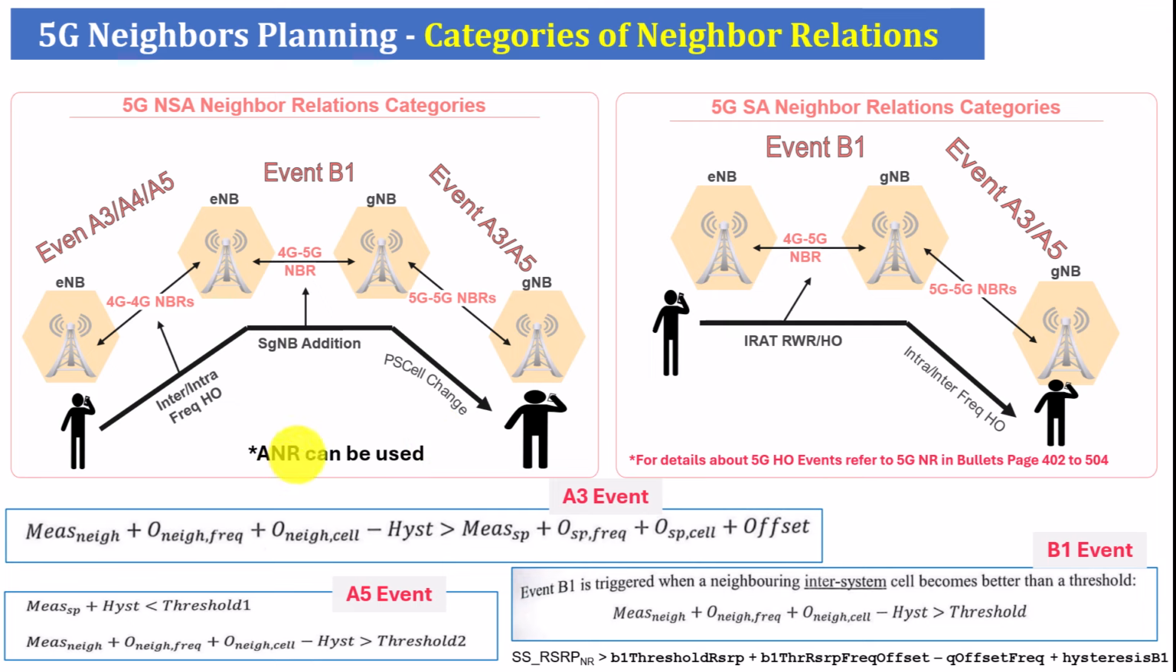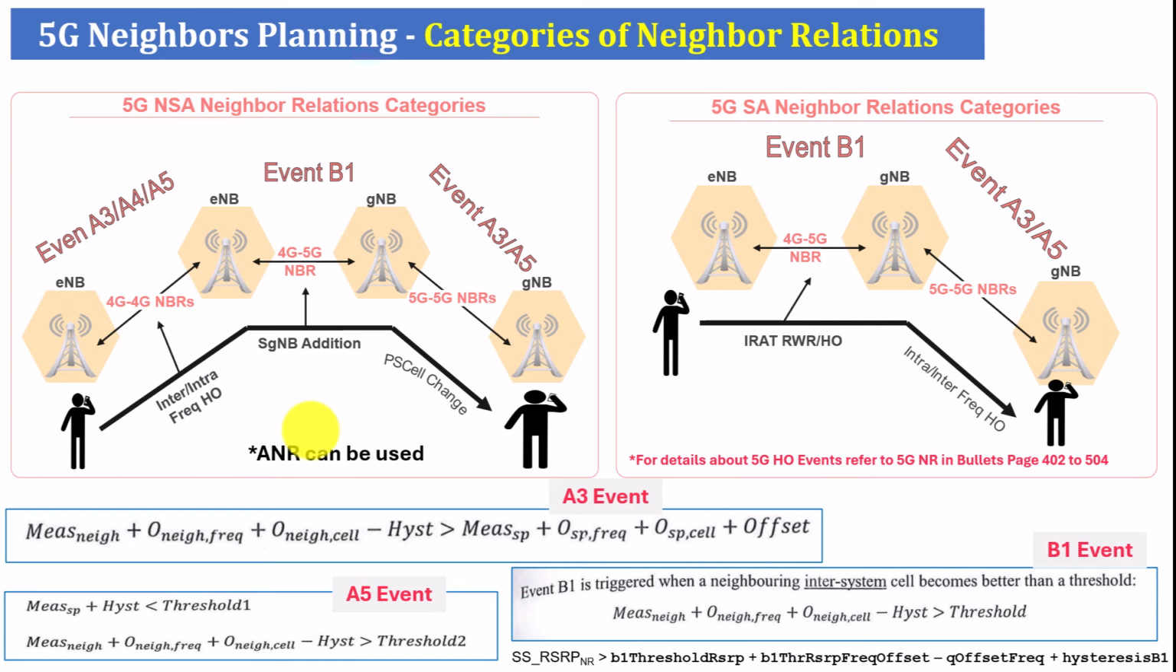And just an ad hoc or additional point here, usually the ANR can be used to populate a set of neighbor relations. Usually the ANR can be used in a non-standalone network, but it depends, because actually the main idea is that enabling the ANR, automatic neighbor relation, which is a feature in 5G non-standalone, actually requires activating something called SIB1, which is System Information Broadcast 1.